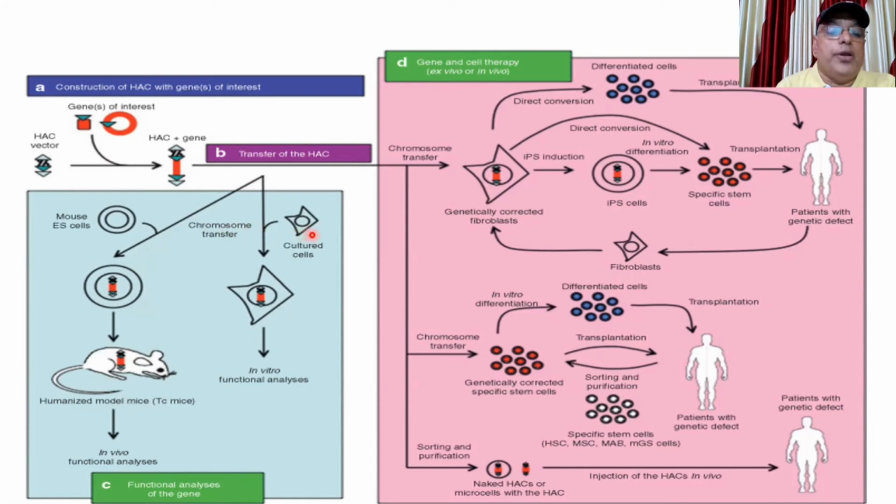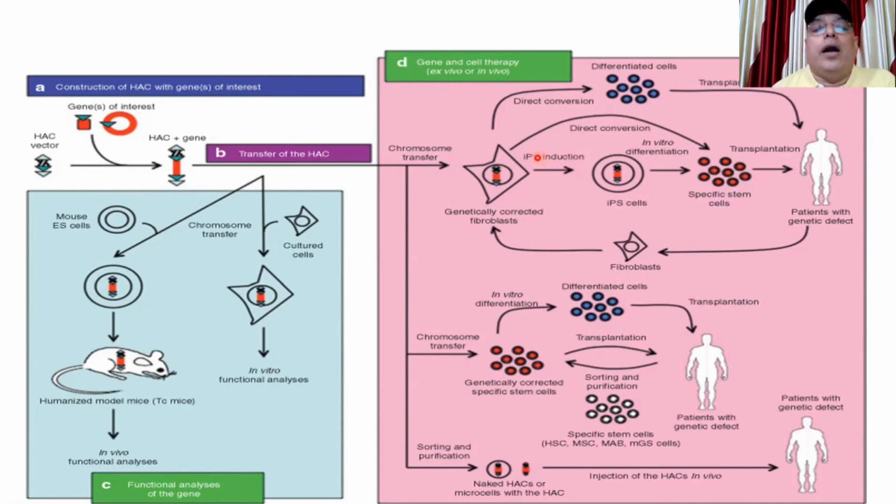Now, this can be transferred into cultured cells too, and by studying the behavior of the cultured cells in the petri dish, that is outside the body, we can study the behavior or function of that introduced DNA outside the body too, that is, in an in vitro system. This chromosome can also be transferred to induced pluripotent stem cells.